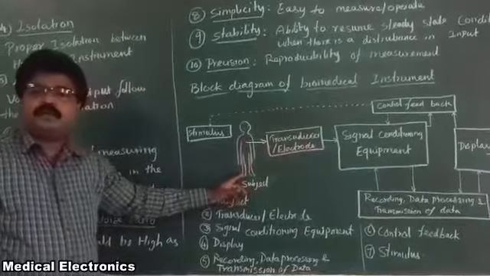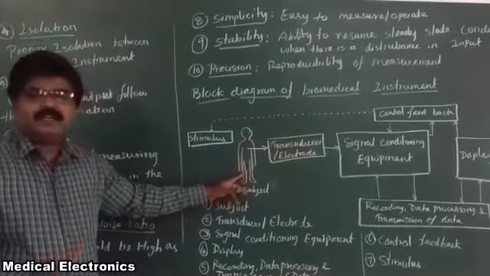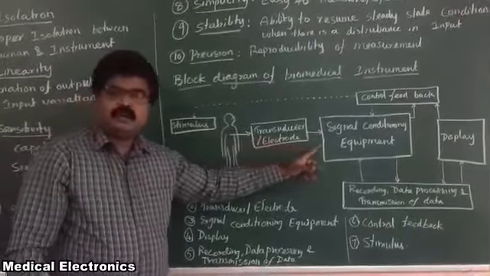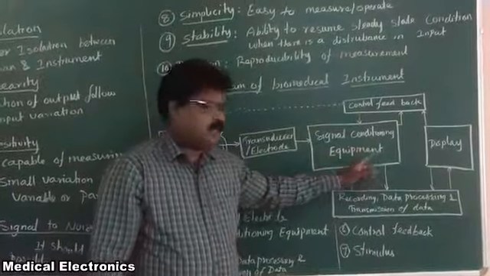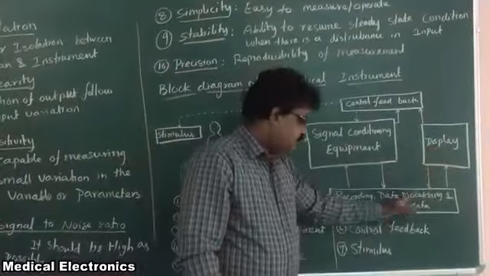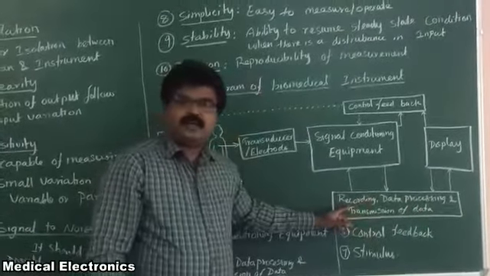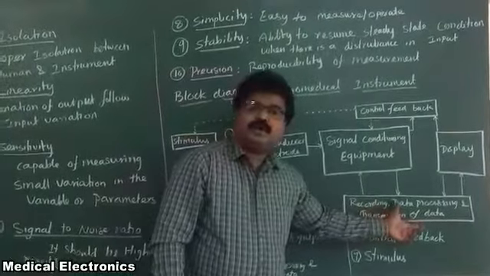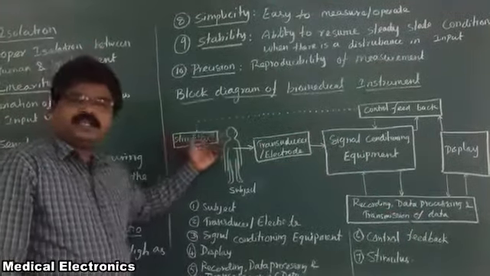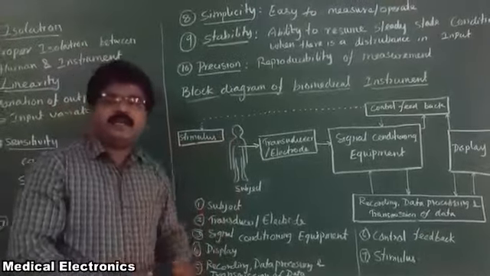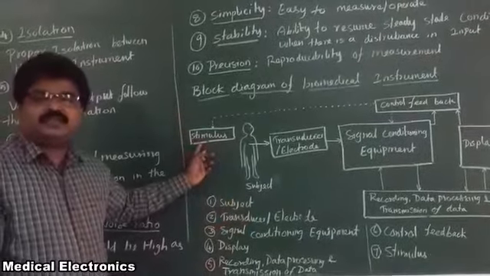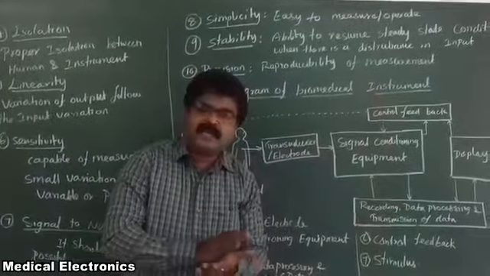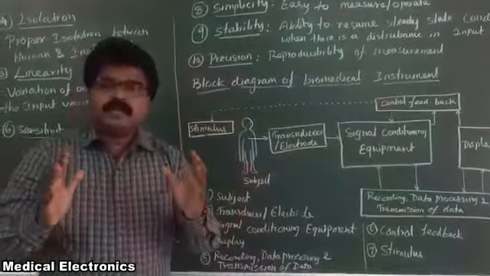The subject is nothing but the human body. It generates a physiological signal that will be picked up by the transducer and electrode. It will be conditioned by the signal conditioning equipment. Then it is displayed by the display equipment. Then if you need processing of data or recording for further reference as well as transmission of data, this will be done by this block. Then stimulus: if you are giving an external stimulus and studying the various parameters of the human body, you have to give an audio signal as well as a flash of light. That must be controlled by the feedback control. These are the various building blocks of a biomedical instrument.